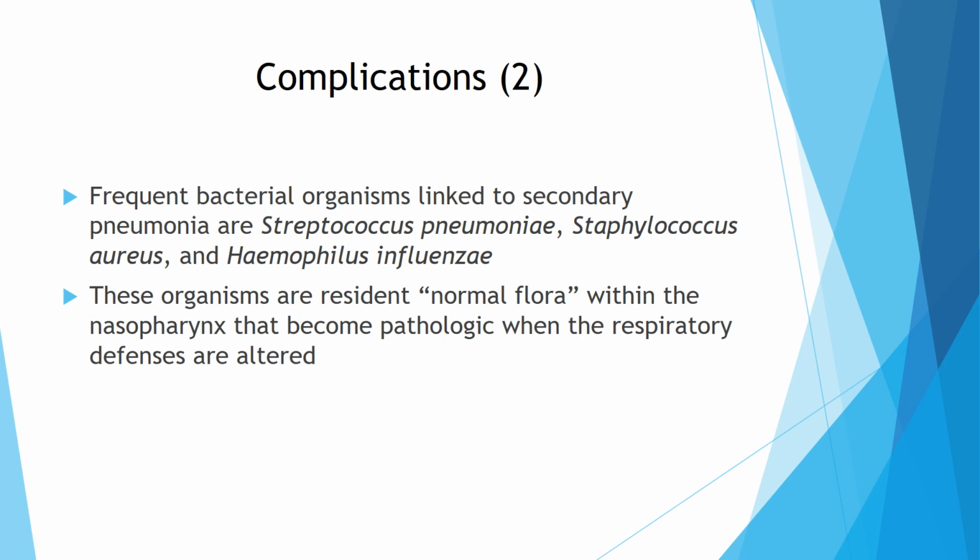So there are frequent bacterial organisms that are likely to set in for secondary pneumonia, and they are Streptococcus pneumoniae, Staphylococcus aureus, and then Haemophilus influenzae. These organisms are resident normal flora within the nasopharynx that will become pathologic when the respiratory defenses are altered. And again, these are bacteria that have made it through the defense mechanisms of the upper respiratory tract and the lower respiratory tract, and are now being replicated.